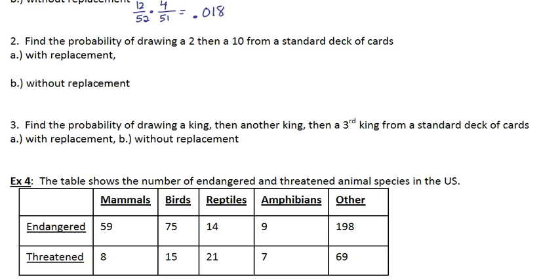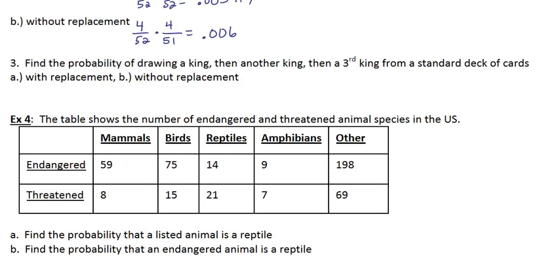Okay, the second one, what's the probability of drawing a 2 and then a 10 from a standard deck of cards? So with replacement, there are 4 2s in the deck, there are 4 10s in the deck. I'll round out to more decimal places this time. Then without replacement, there's 4 2s in the deck. There are now only 51 cards left, but there are 4 10s still, because I didn't pull a 10 out. And again, very similar to 2A.